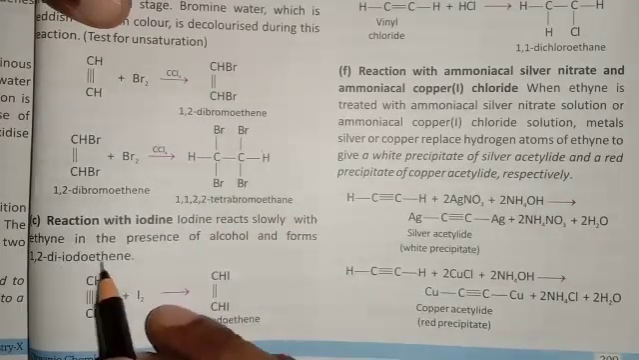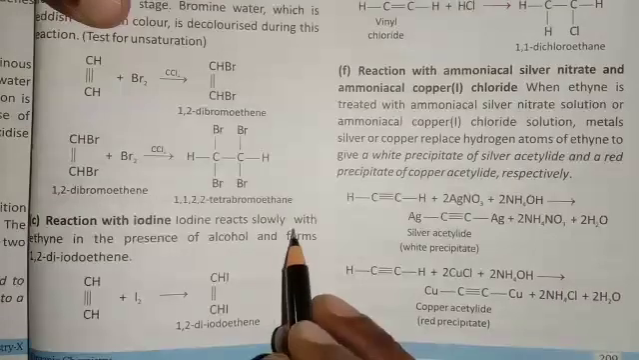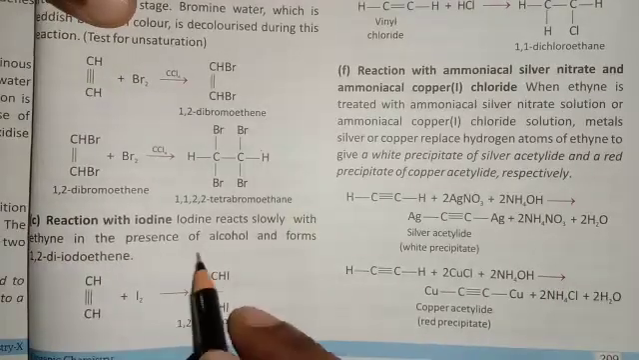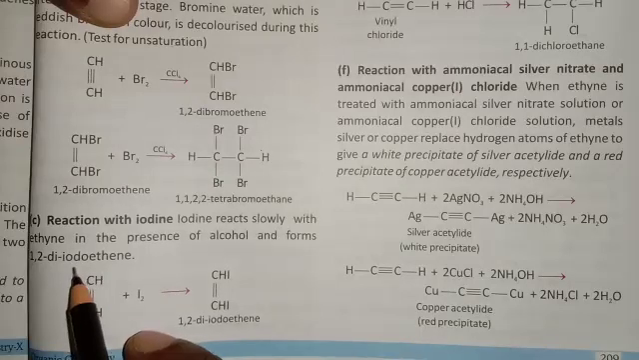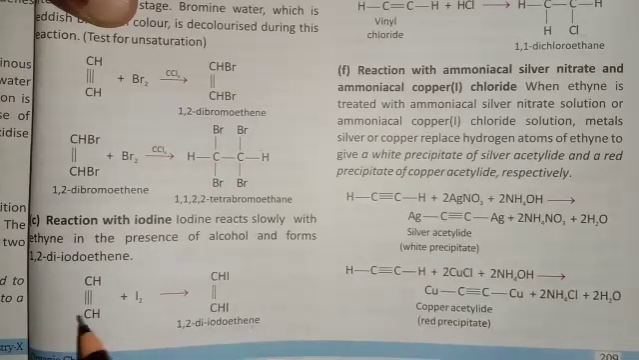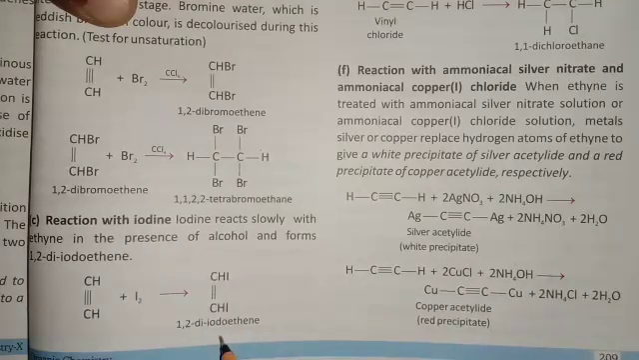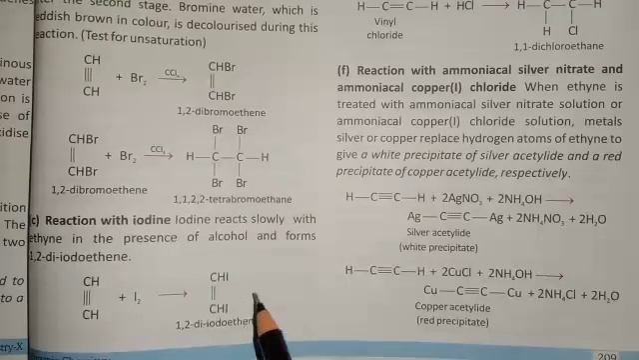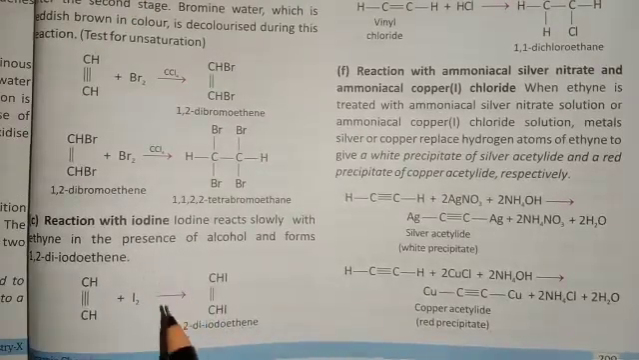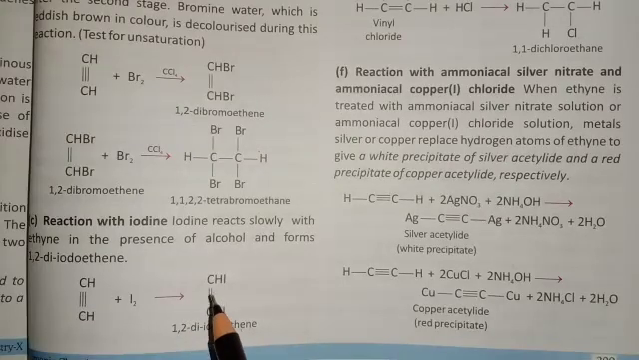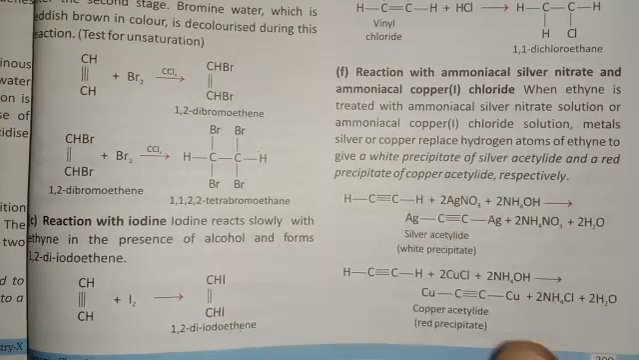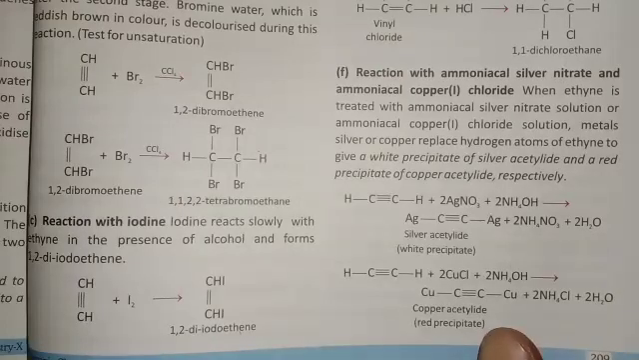In reaction with iodine, iodine reacts slowly with ethyne in the presence of alcohol and forms 1,2-diiodoethene. First the triple bond goes to a double bond. In this I have discussed the reaction of chlorine, bromine and iodine, the halogen group, with alkyne, ethyne. Next you see addition of hydrogen.